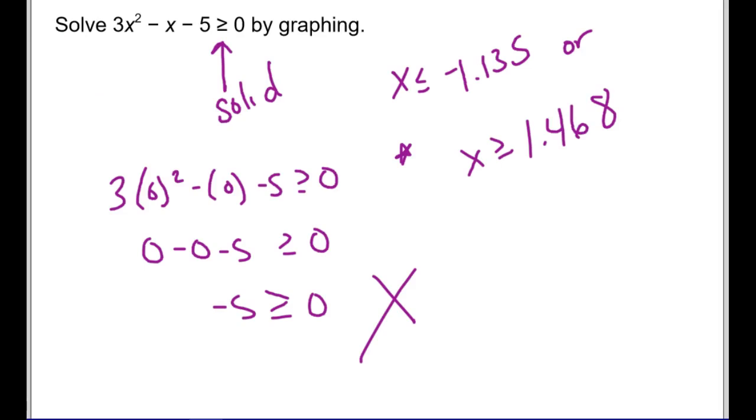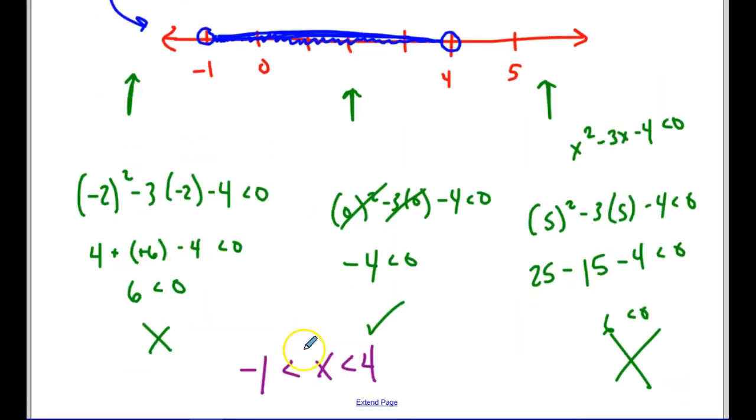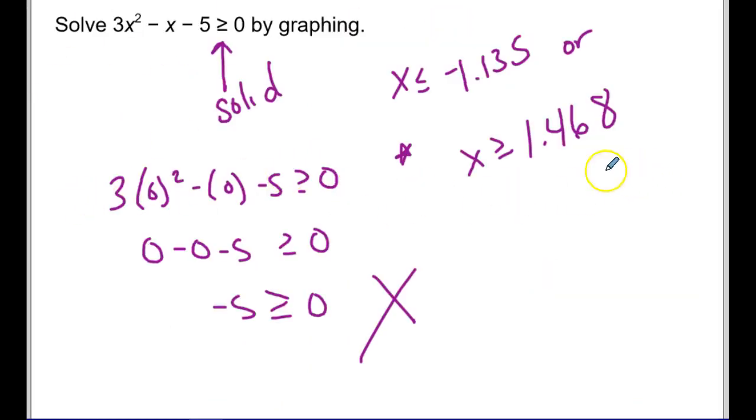So on this last one, we had it written in between, right? I could write my whole solution as one statement, but that's because it was in between. On this example, my shading went towards the outside, so I would have an or statement here. So those would be my two solutions.